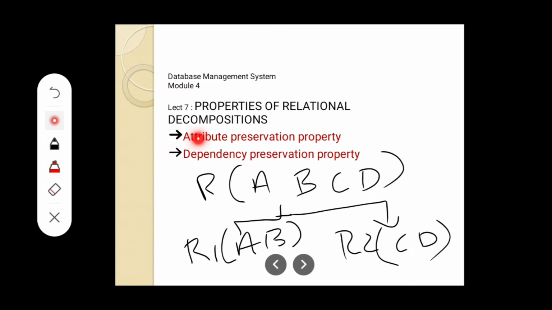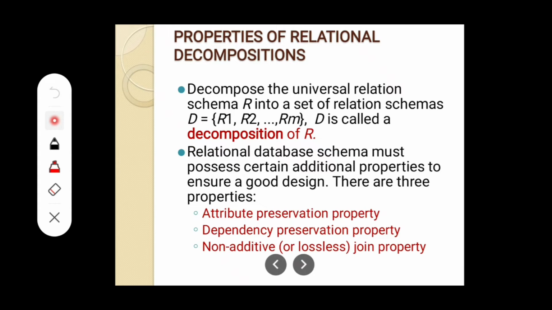So actually there are three properties. First we are going to study the first two, attribute preservation property and dependency preservation property. These two concepts we are going to see today. Clear? So what are the properties of relational decomposition? This is the introduction part.